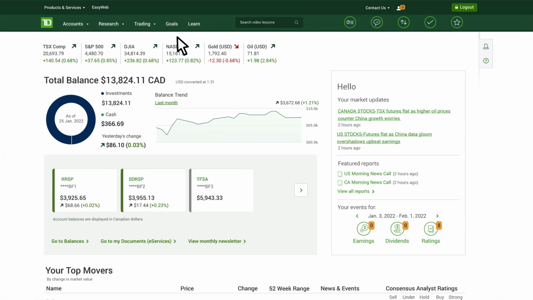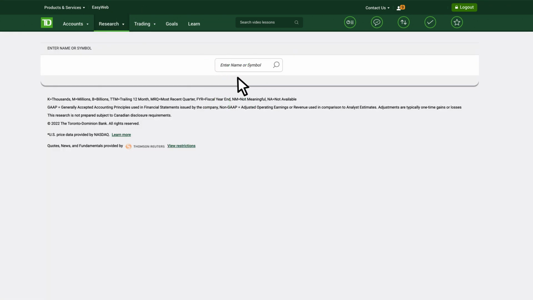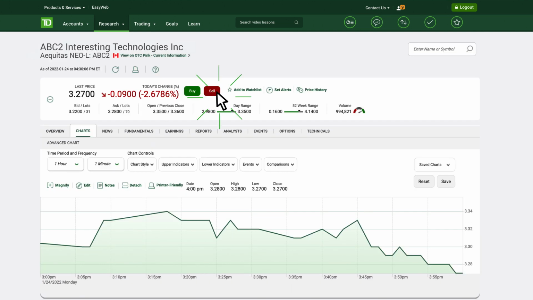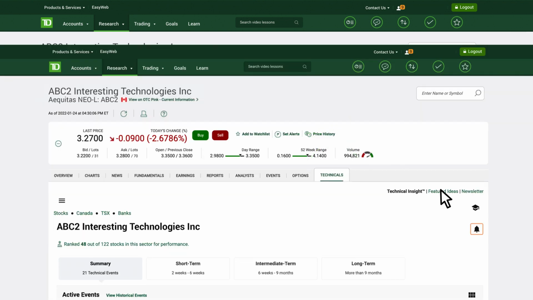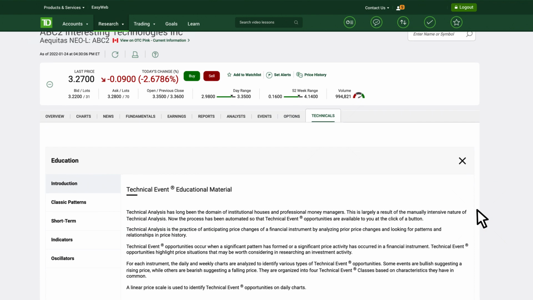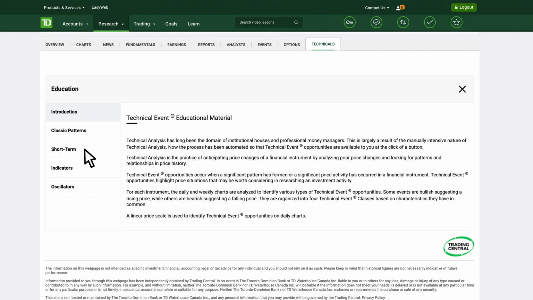For more practice, pull up a candlestick chart of a stock in WebBroker and try to read it. Go to Charts and type in the name or symbol of a stock. You can also learn more about different candlestick formations under Research, Technicals, the education icon, then Short Term. For more information, check out our upcoming webinars and live masterclasses on technical analysis.